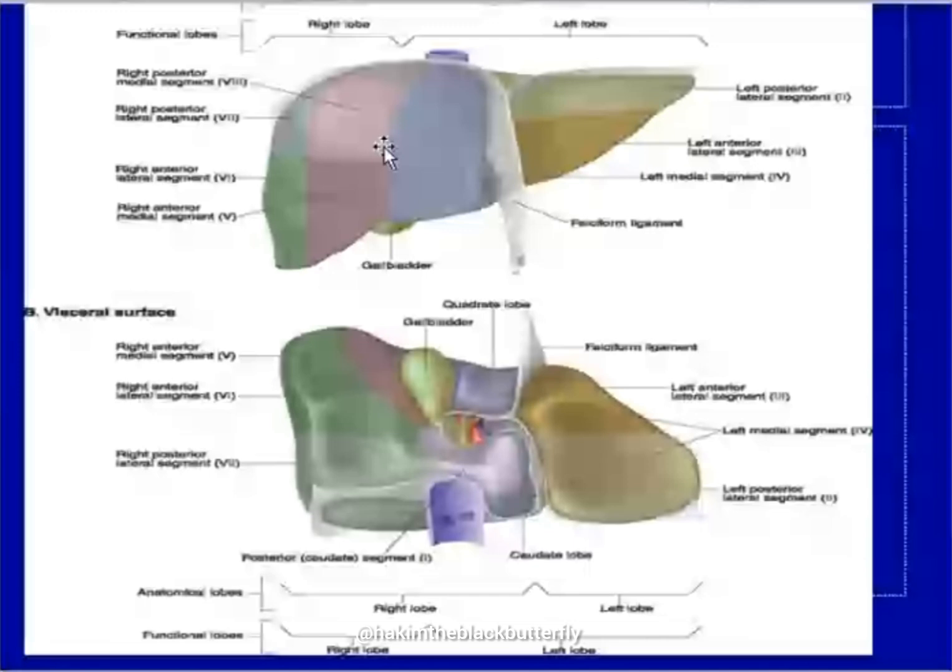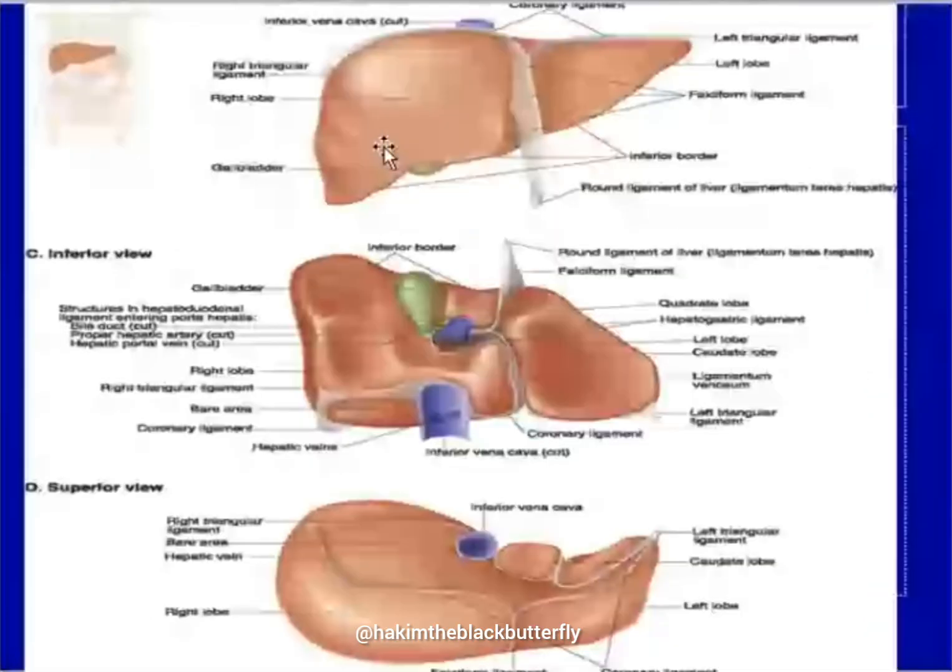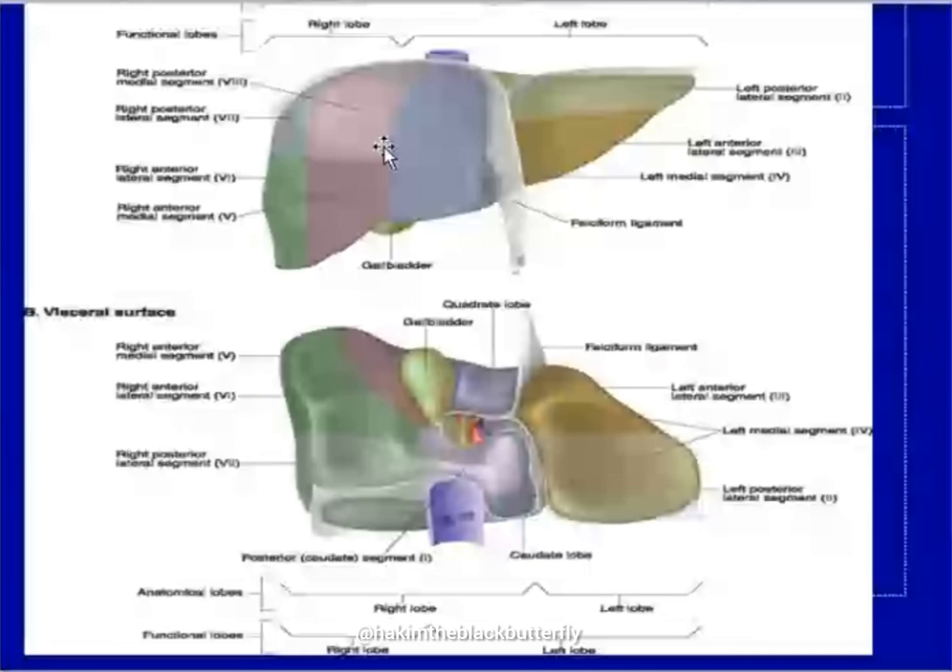So after talking about the features of this slide, anatomical lobes and their other features, now the next point, I am going to talk about functional lobes. Sometimes the functional lobes are known as physiological lobes. How are functional lobes different from anatomical lobes? And as I said, you have to pay attention.